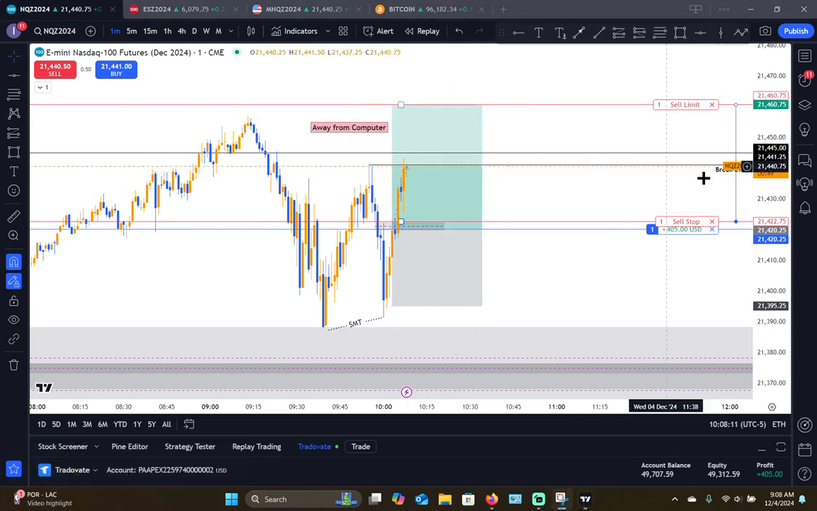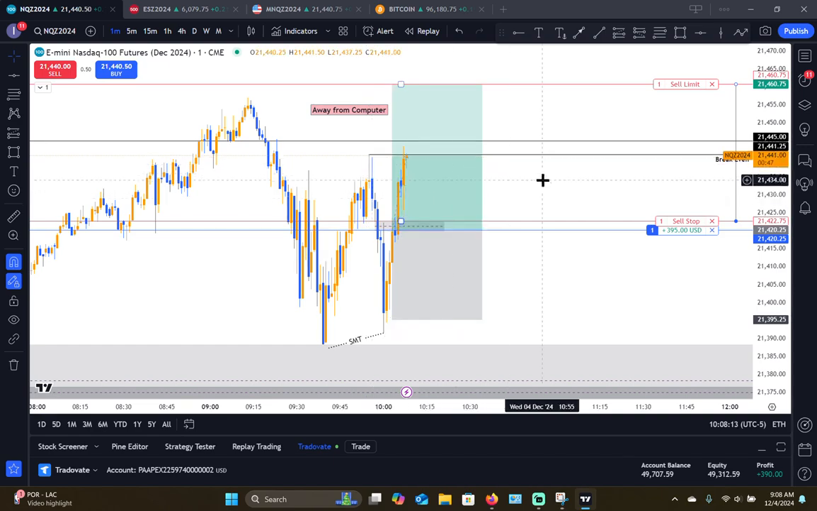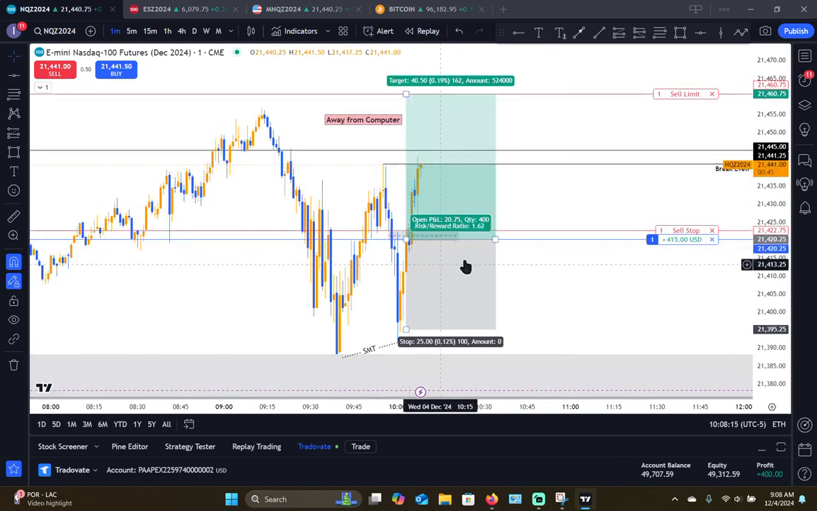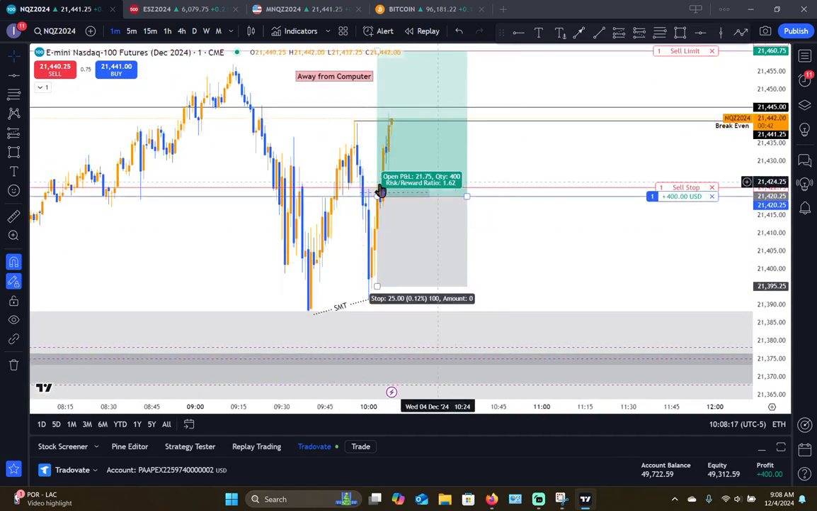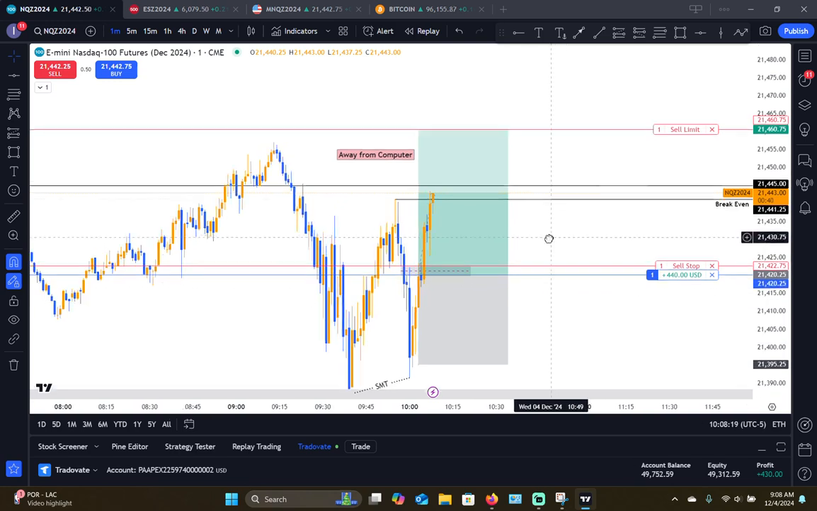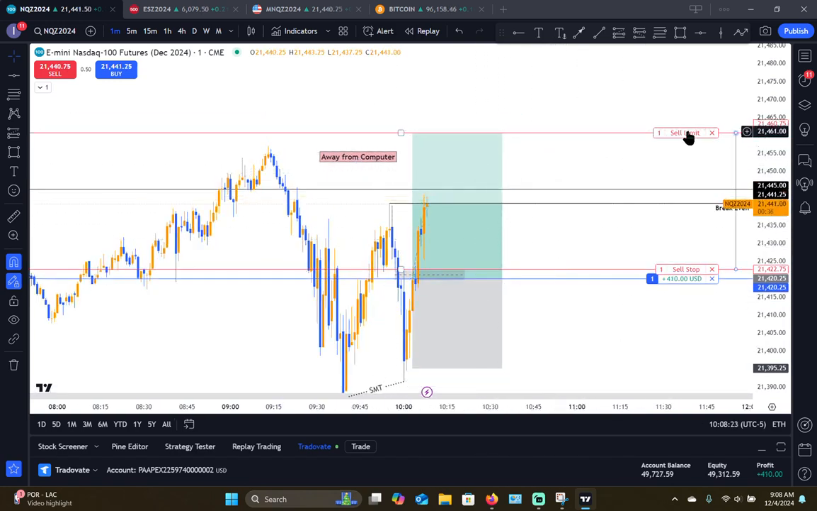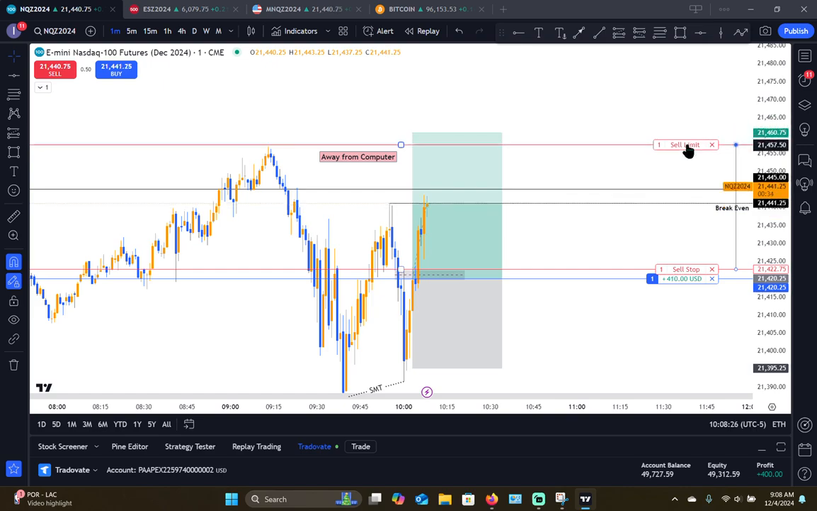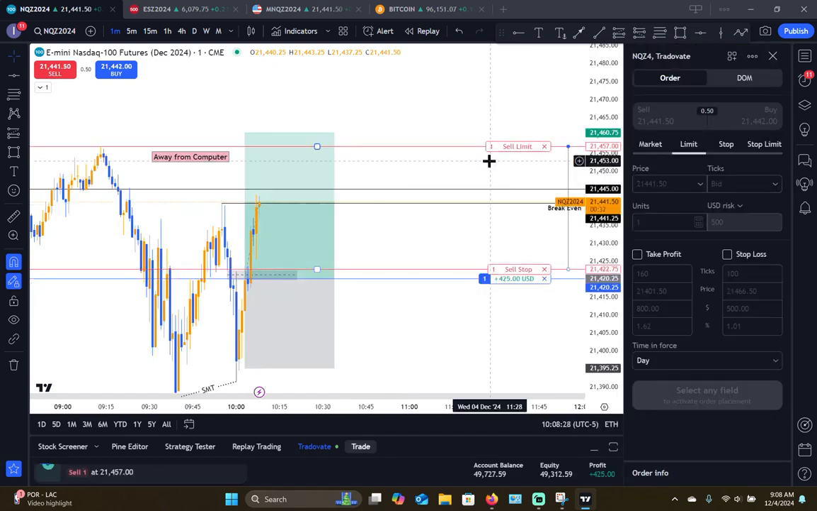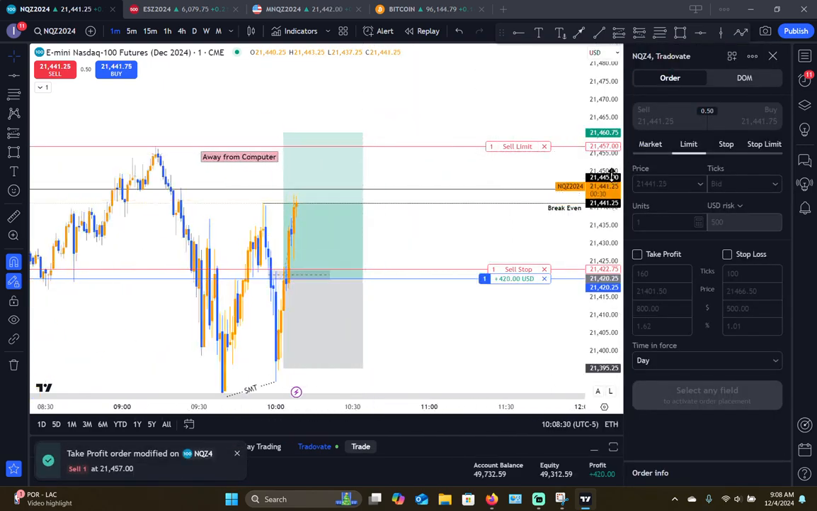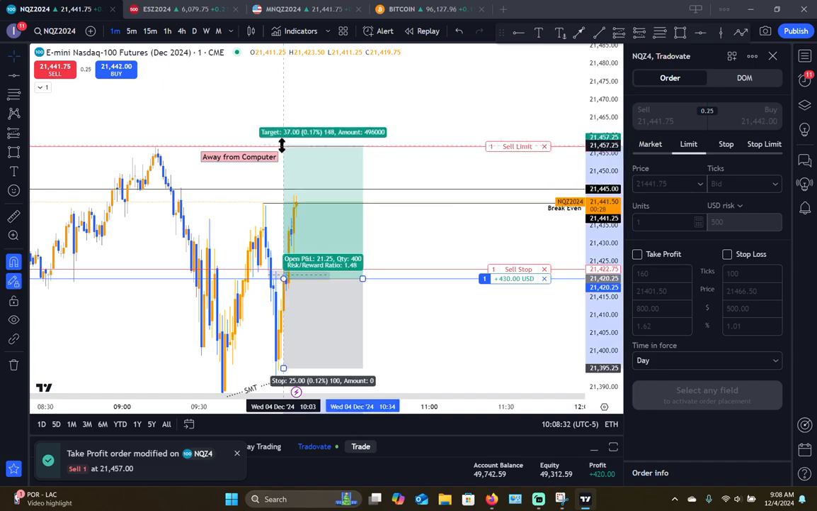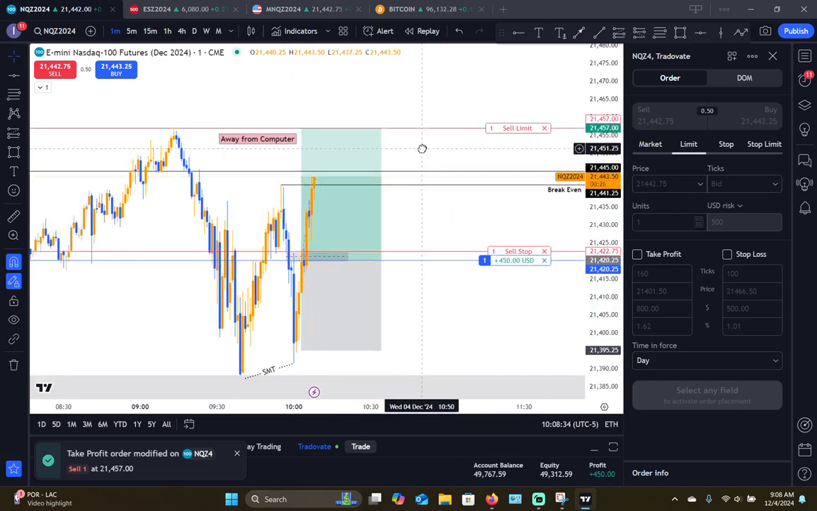So I moved my stops to break even, took that high, and if it wants to just grab liquidity and continue to push down, I'm safe. And yeah, we're going to go for full TP this time. Actually, we'll go for this high. We'll go for that high. Bring this down a little bit.